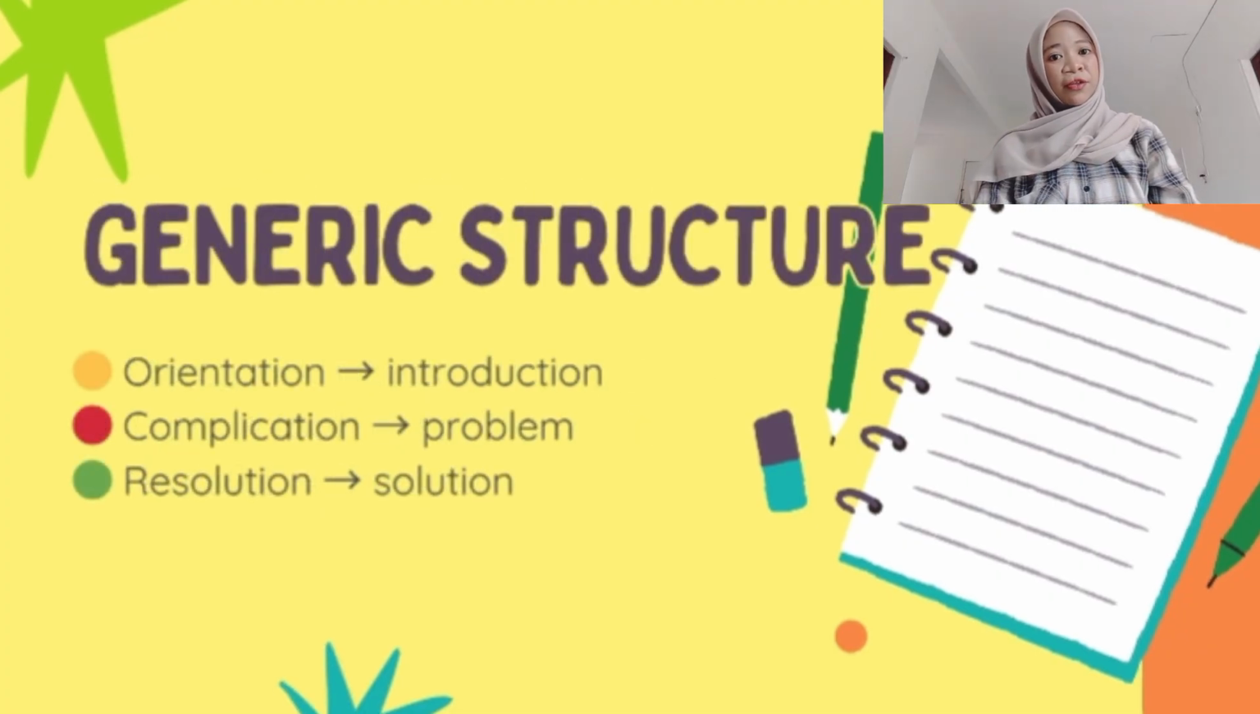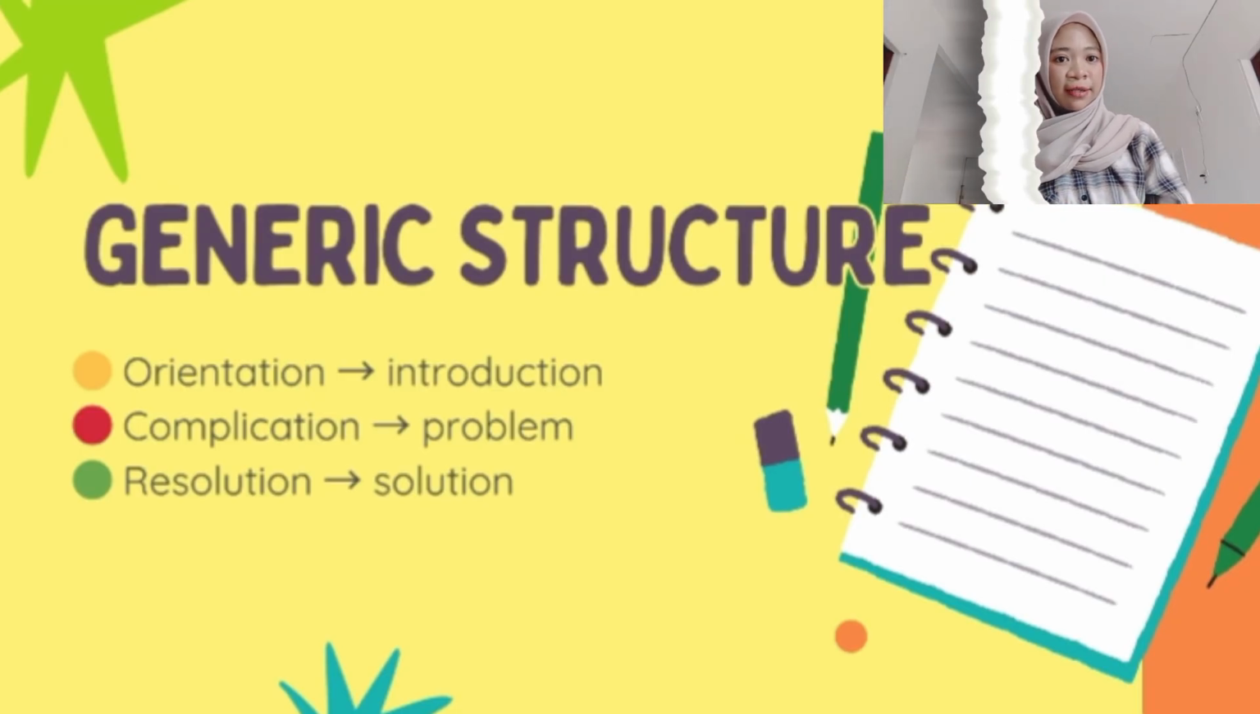Now, before we go into the story, let's talk about the structure of narrative text. Narrative text usually has three main parts. First, orientation is where the story begins and introduces the character. Second, complication is where the problem happens. And the last is resolution, where the problem is solved. Keep these three parts in your mind because we are going to identify them in the story.